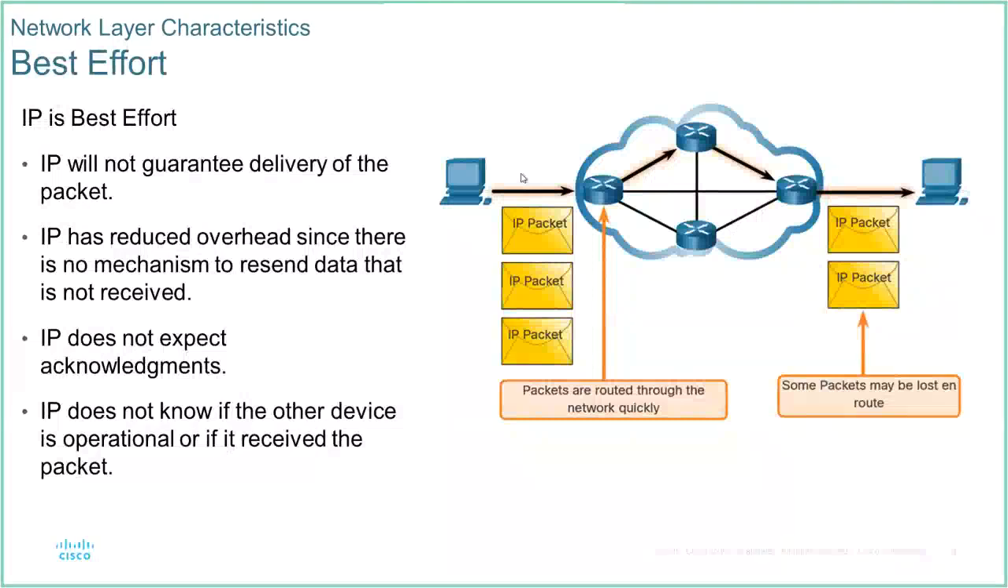So IP is best effort because it doesn't guarantee delivery of the packets to the destination. It doesn't have large overheads because there's no extra mechanisms in the protocol to check and resend information, so it doesn't contain a lot of information in the header, and it will just send the packets out as they get them and hope that it arrives at the other end.